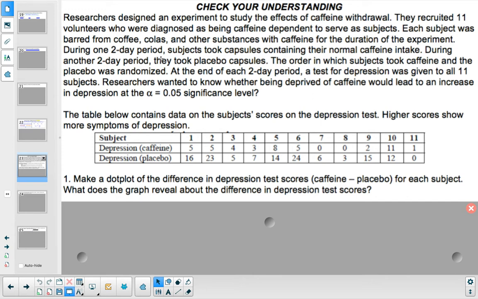Researchers wanted to know whether being deprived of caffeine would lead to an increase in depression at the alpha equals 0.05 significance level. So the table below contains data on the subject scores on the depression test. Higher scores show more symptoms of depression. So the subjects are labeled with their depression number with the caffeine and then with the placebo.